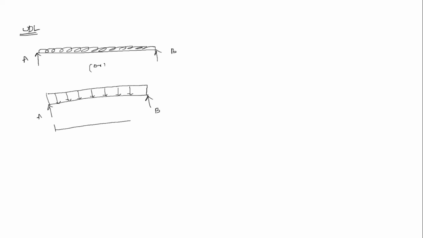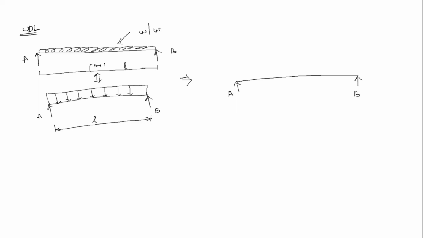See, the distance between the supports is equal to L. Similarly here, the distance between the supports is equal to L. So both are the same. The representation of the diagram is different, right? So we have to convert this UDL into a simply supported beam, right? So this is the length and simply supported at A and B, right? Then we have W per unit length, right? The unit of this is Newton per meter, right?